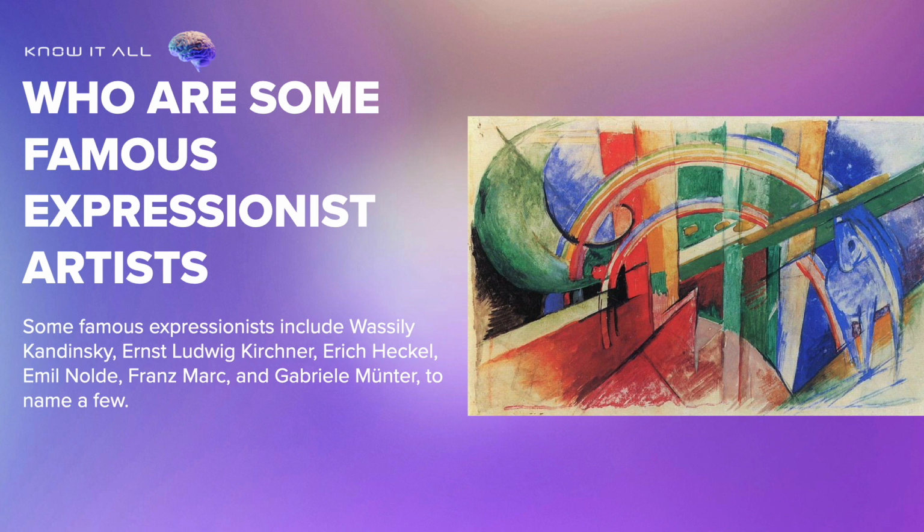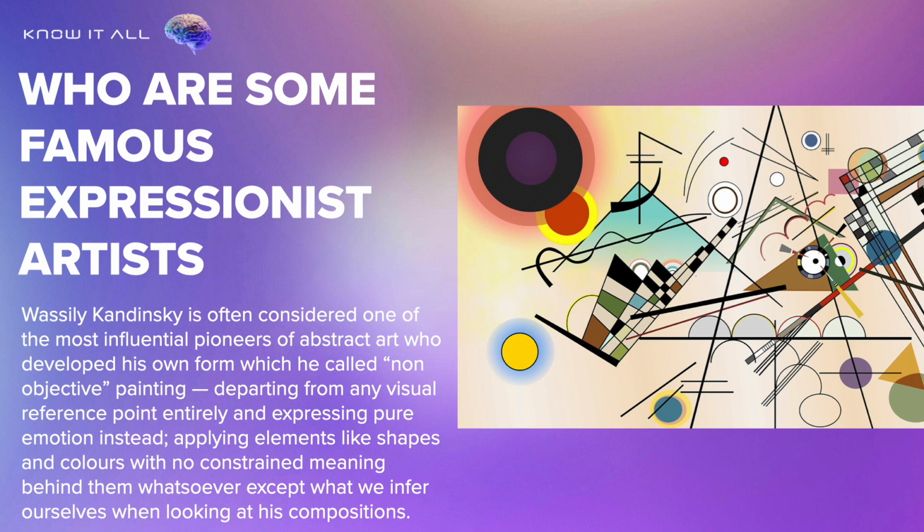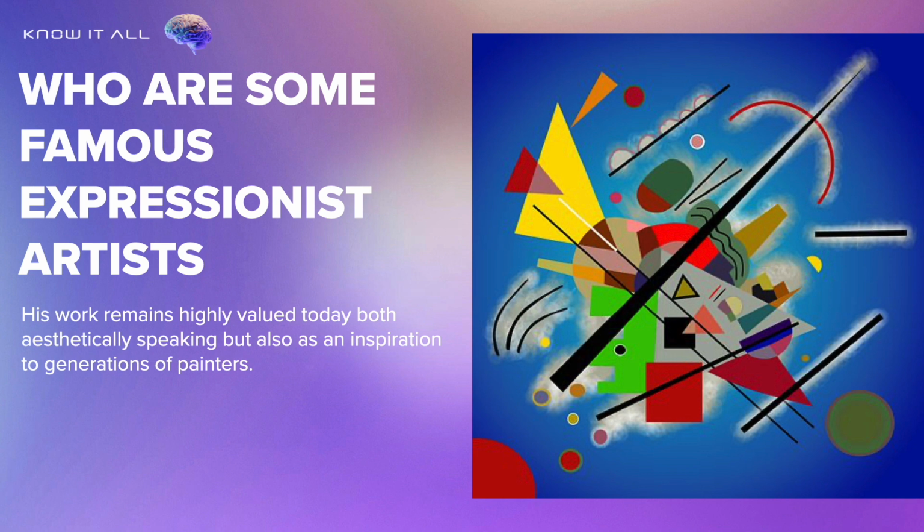Some famous Expressionists include Wassily Kandinsky, Ernst Ludwig Kirchner, Erich Heckel, Emil Nolde, Franz Marc, and Gabriele Münter, to name a few. Wassily Kandinsky is often considered one of the most influential pioneers of abstract art, who developed his own form which he called non-objective painting, departing from any visual reference point entirely and expressing pure emotion instead, applying elements like shapes and colors with no constrained meaning behind them whatsoever except what we infer ourselves when looking at his compositions. His work remains highly valued today, both aesthetically speaking but also as an inspiration to generations of painters.